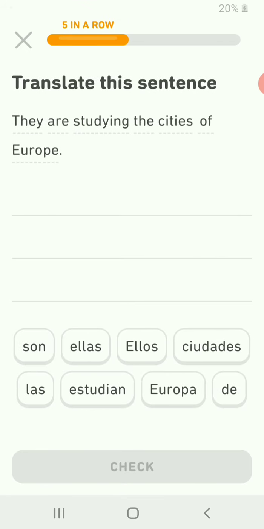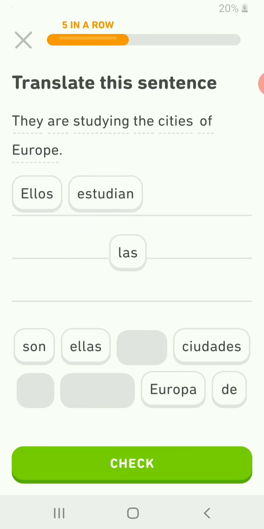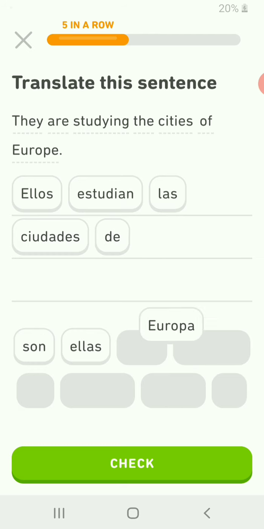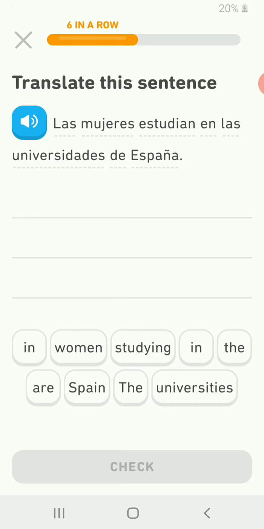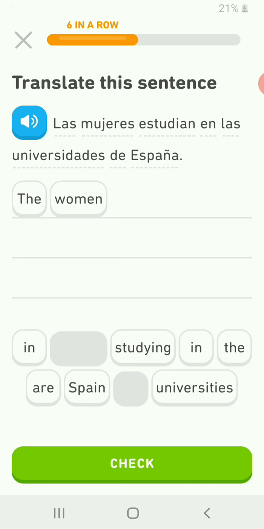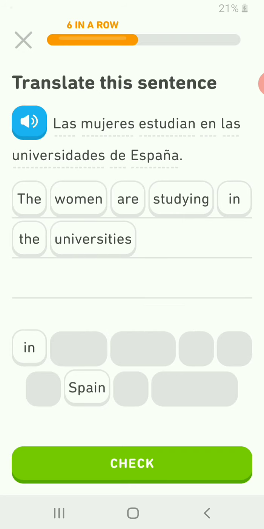That's good. And translate this sentence: They're all studying the cities of Europe. So what are they studying? Ellos estudian las ciudades de Europa. Las mujeres estudian en las universidades de España. So the women are studying in the universities in Spain.